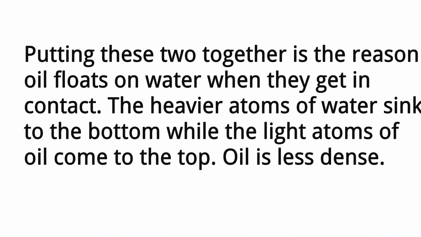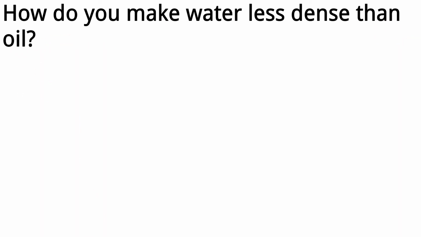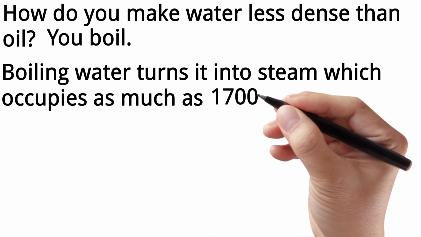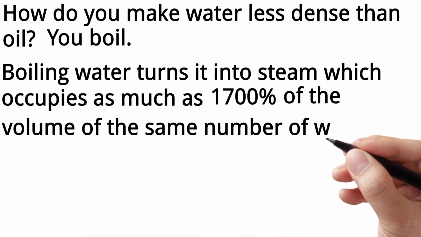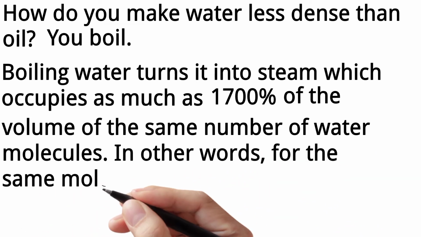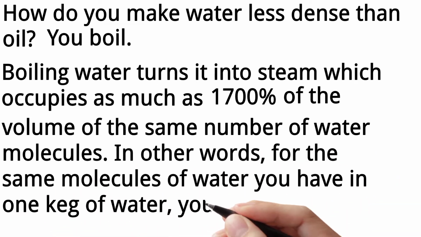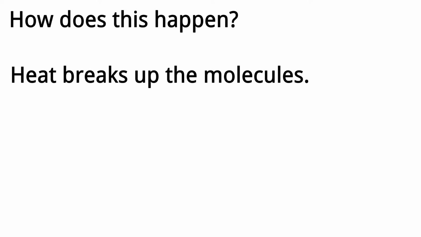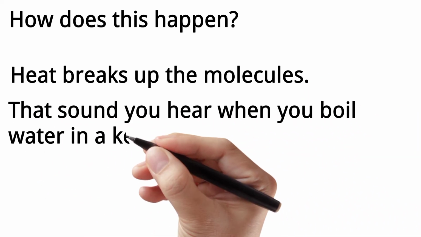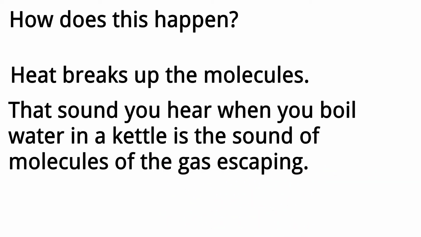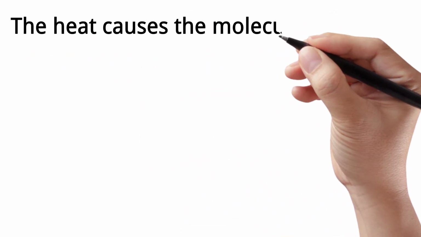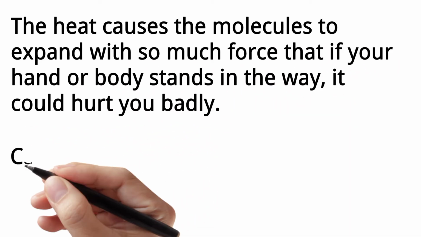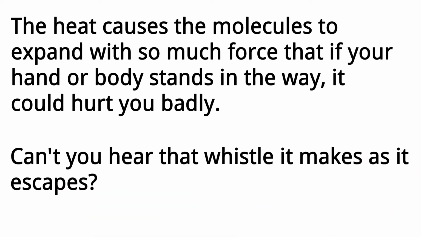Oil is less dense. How do you make water less dense than oil? You boil. Boiling water turns it into steam, which occupies as much as 1700% of the volume of the same number of water molecules. In other words, for the same molecules of water you have in one keg of water, you would need 17 kegs. How does this happen? Heat breaks up the molecules. That sound you hear when you boil water in a kettle is the sound of molecules of the gas escaping. The heat causes the molecules to expand with so much force that if your hand or body stands in the way, it could hurt you badly. Can't you hear that whistle it makes as it escapes?